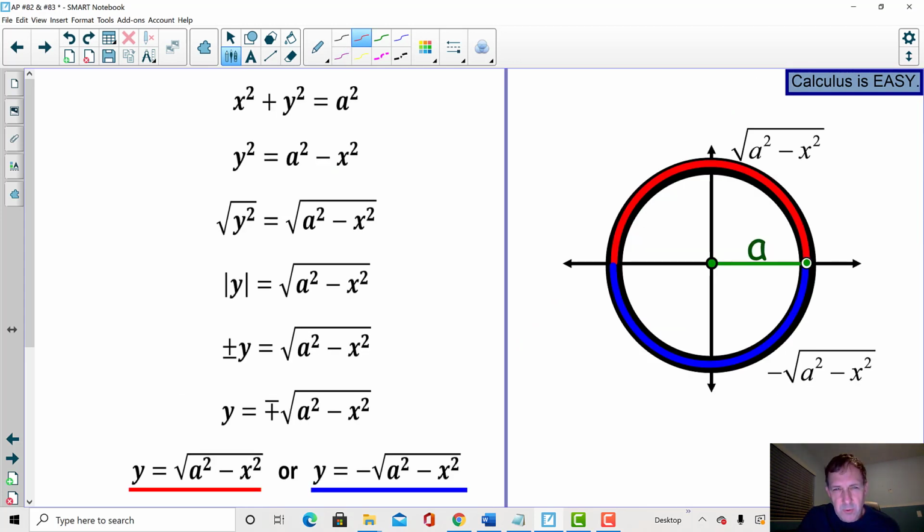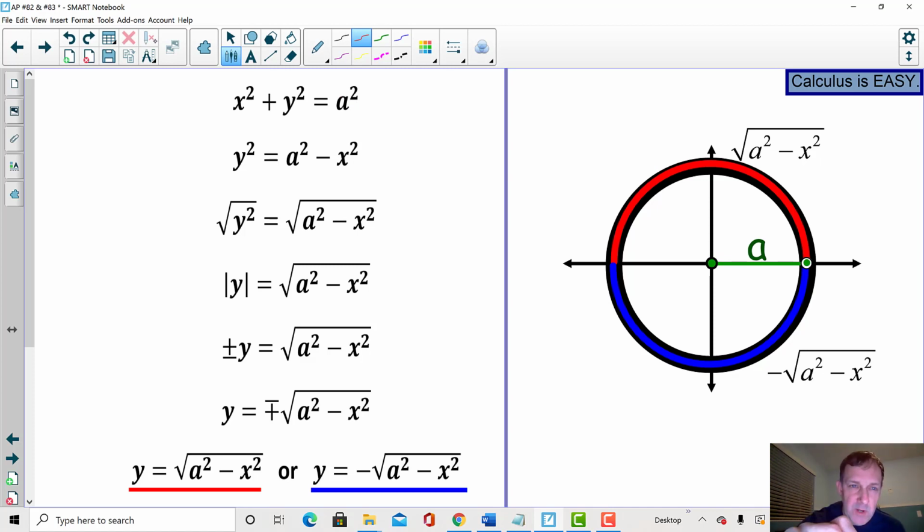For our next example, I want to remind you about the equation of a circle. If your circle is centered at the origin, the equation is going to be x squared plus y squared equals r squared, where r is the radius. Now in this example, we're using the letter a for the radius, but it's basically the same thing.